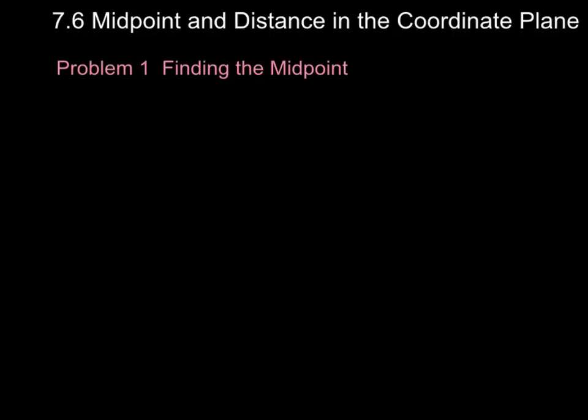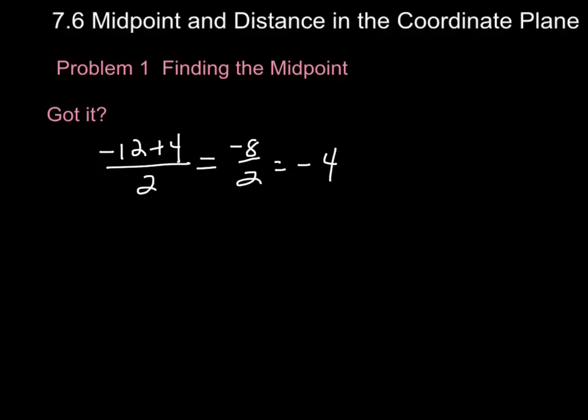In problem 1, we are going to start by finding the midpoint. So we're going to look at the got it problem. The got it problem, if you read it to yourself, says, segment JK has endpoints at -12 and 4 on a number line. What is the coordinate of its midpoint? All you have to do is add them together and divide by 2. That's all you do to find the midpoint. So, -12 plus 4 divided by 2. That would be -8 divided by 2. So the coordinate of the midpoint is -4.